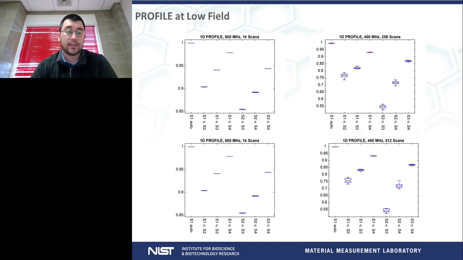Now, as I mentioned previously, the issue that we run into here is, while the trend is the same, if you look at the y-axis scales on these box plots, you'll notice that the 600 megahertz data only goes down to about 0.85 in the correlation value, while the 400 megahertz data goes down to around 0.5. So we do see a similar trend, but we don't see the statistical value that's being output being the same. And that does pose somewhat of a problem if we are trying to go across field strengths.